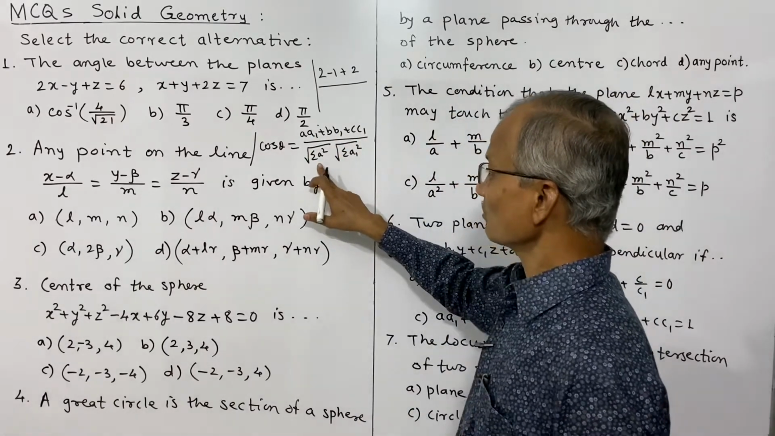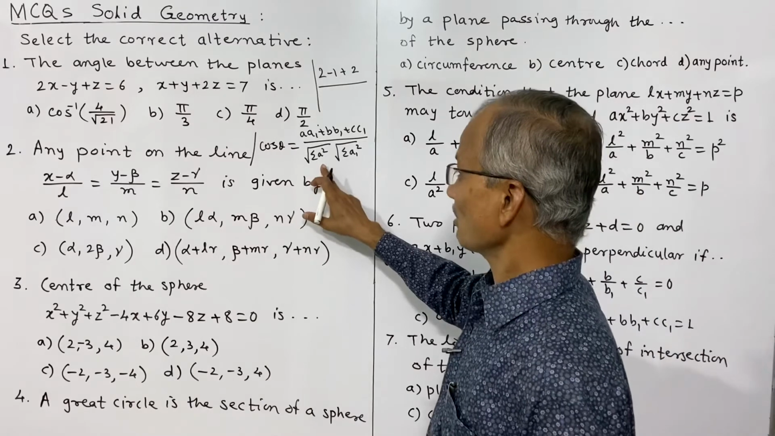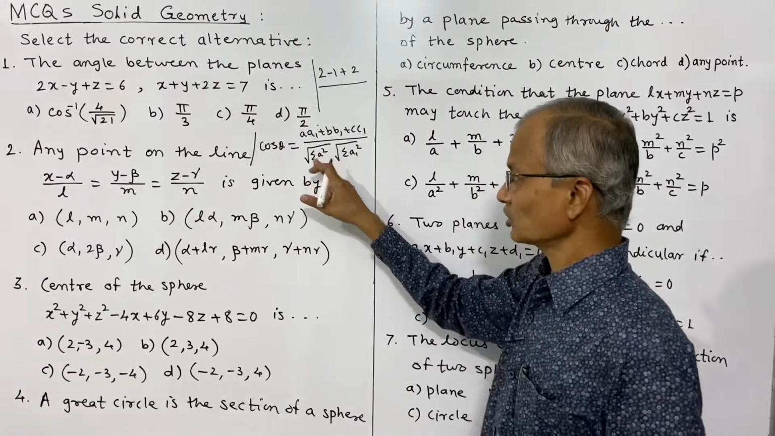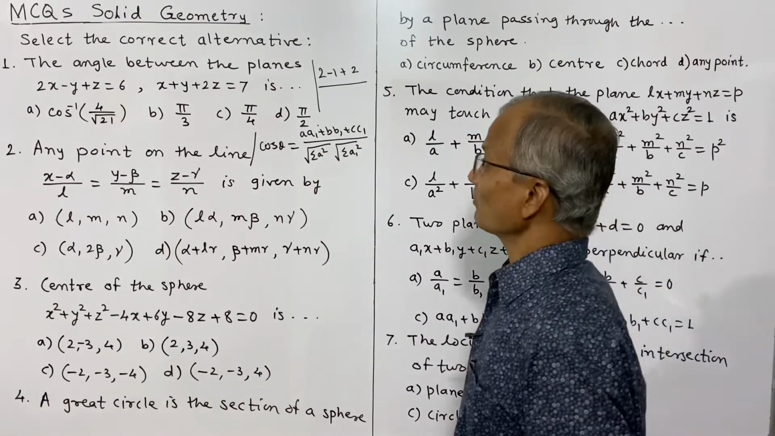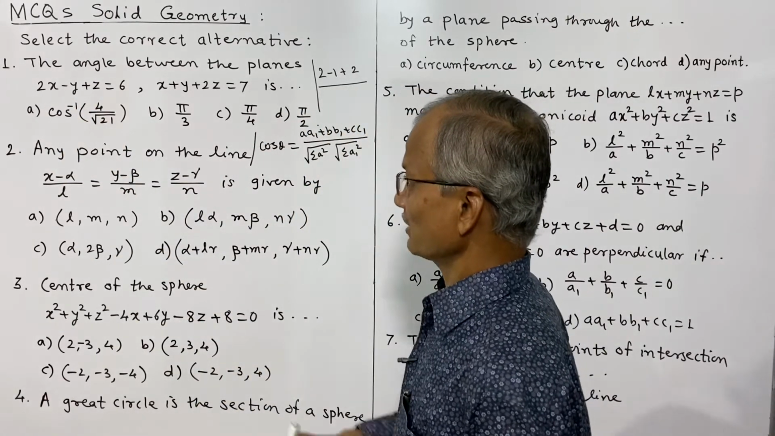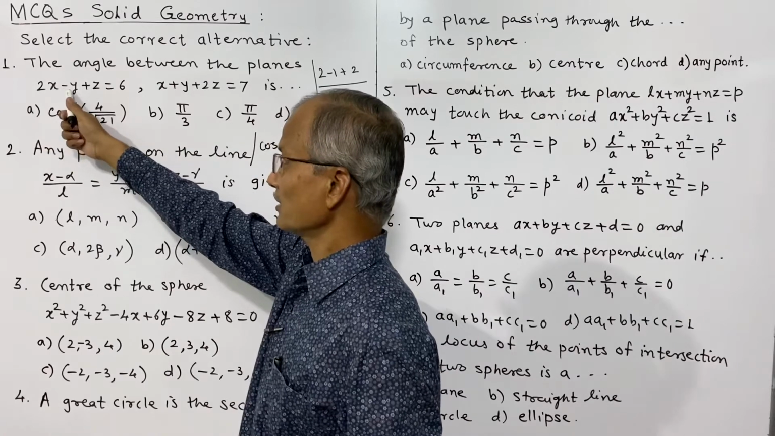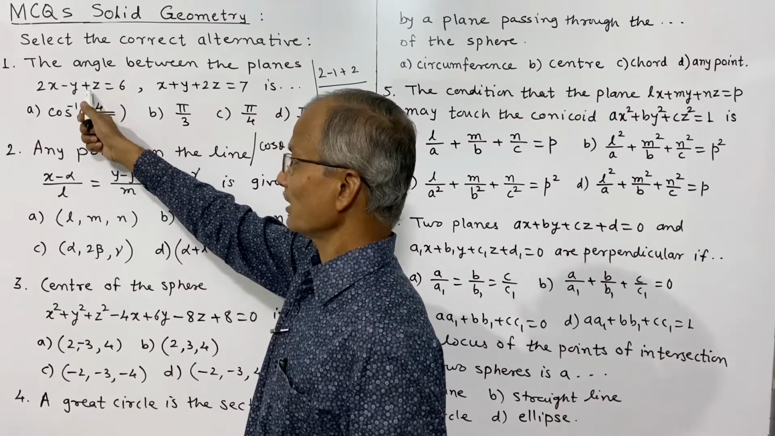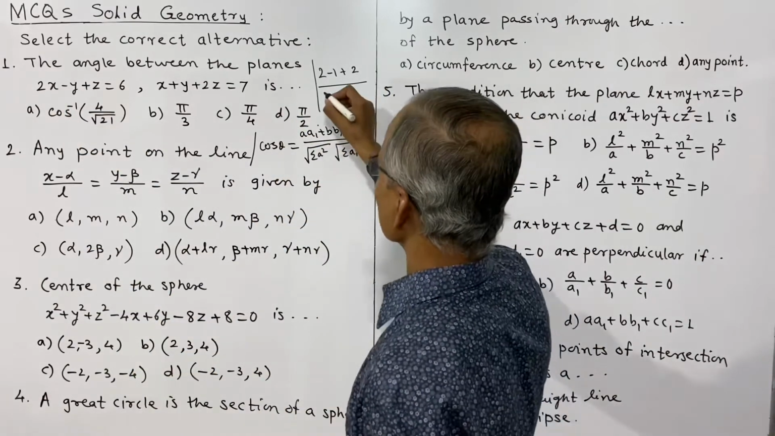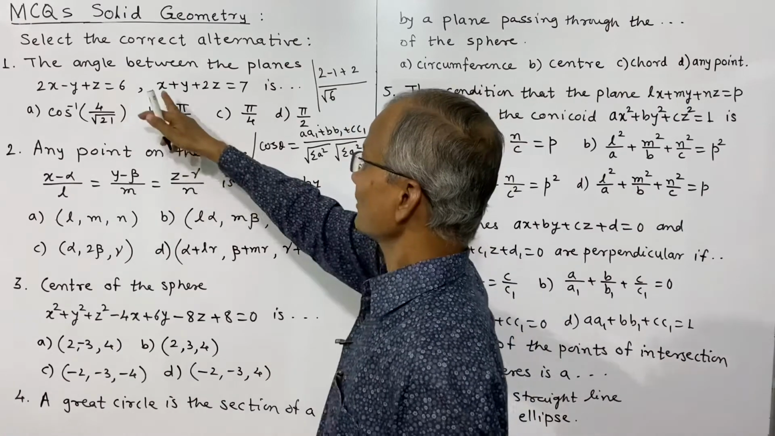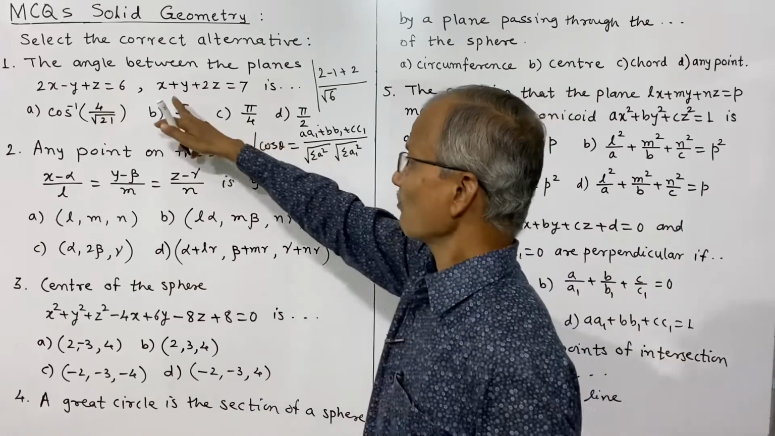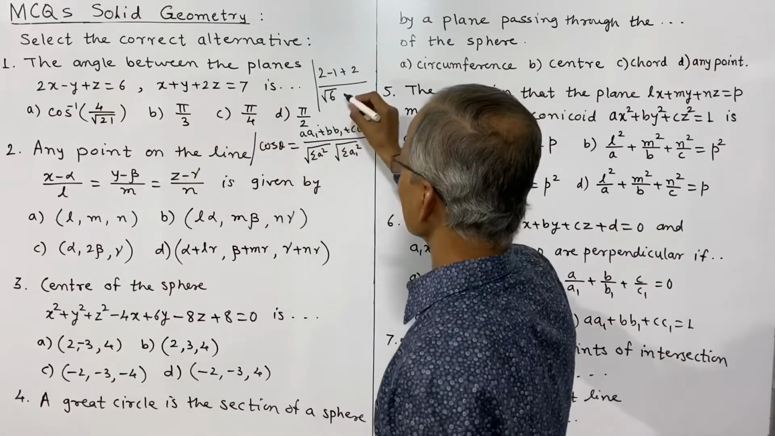And what does it mean? Root of sigma a square means the summation of a square plus b square plus c square. And what are the values of a, b, c? 2, minus 1 and 1, and the sum of squares: 2 square is 4, minus 1 square is 1, and 1 square is 1. So 4 plus 1 plus 1, that is root of 6. And here the coefficients are 1, 1, 2, so the same expression is obtained: 1 square plus 1 square plus 2 square, again root 6.